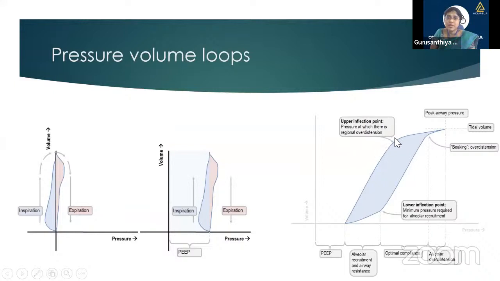And here comes the upper inflection point. This upper inflection point is a point in the expiratory part of the curve at which the alveoli are maximally distended, and from here the re-recruitment occurs, or the expiration occurs. From this part of the curve, we can actually calculate the work of breathing and the dynamic compliance as well.